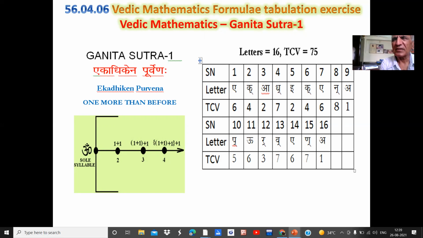And Ganita Sutra 1, these mathematical sutras are initiating themselves from the very beginning as a first step, and it is ekadhikena purven, one more than previous one. This text, as it is having question and answer both lively here, ek, one, adhi, more than, ken, then what, is the question. One is more than what? Which value? And answer is purven, that value which is prior to that.